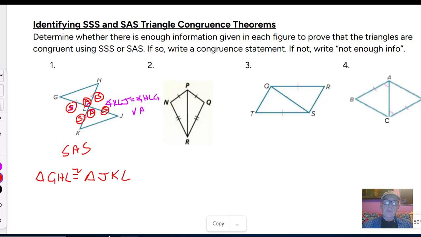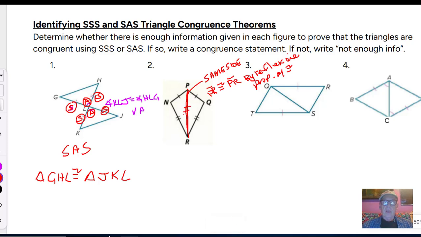Let's look at number 2. Number 2, we've got a side that's shared. This is a common pattern. We've got a side that's shared between 2 different triangles. So we could call this same side. Or we could say that segment PR is congruent to itself. PR is congruent to PR by reflexive property of congruence. So either one of these would be good reasons for this.